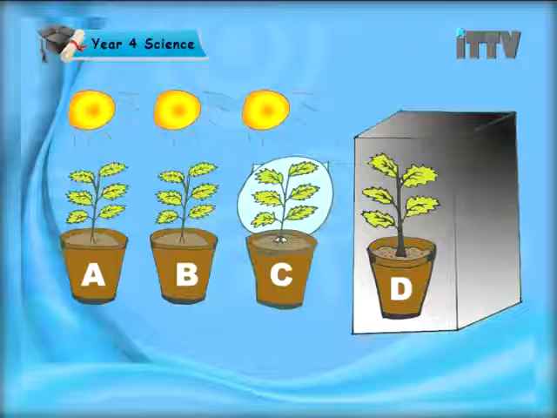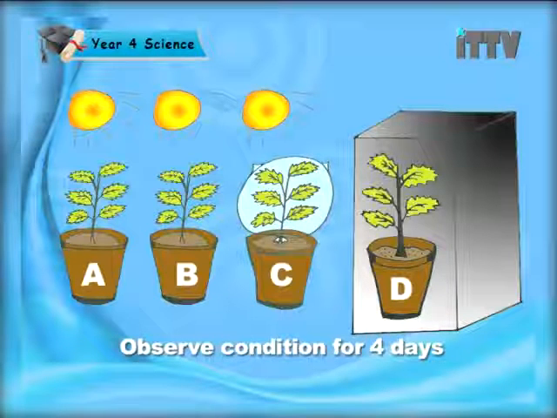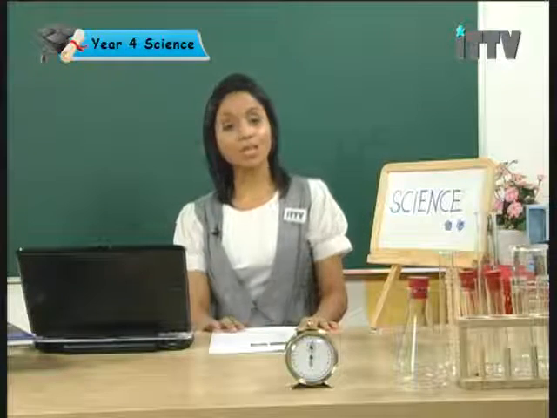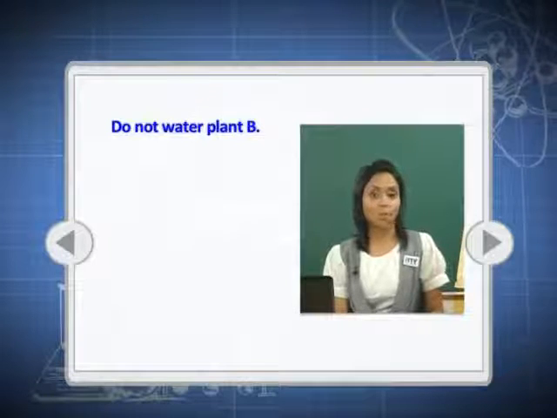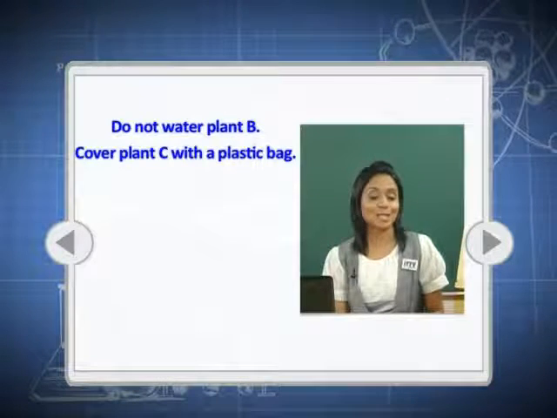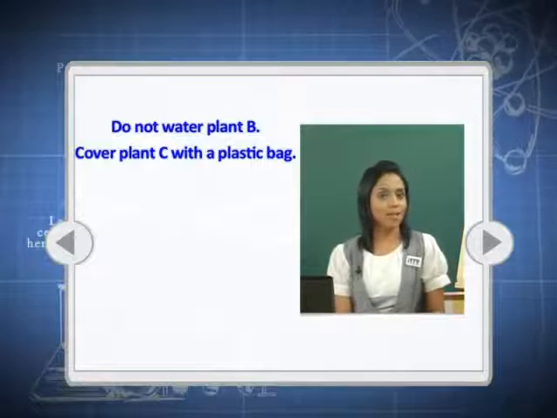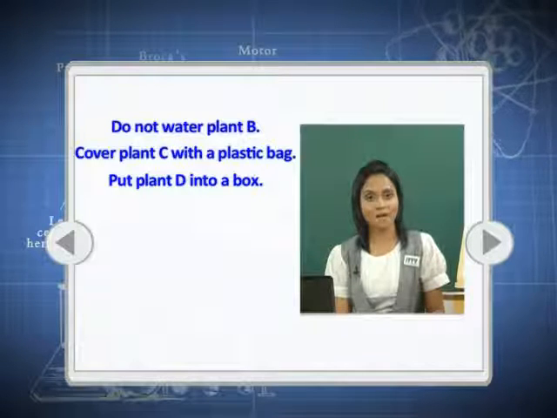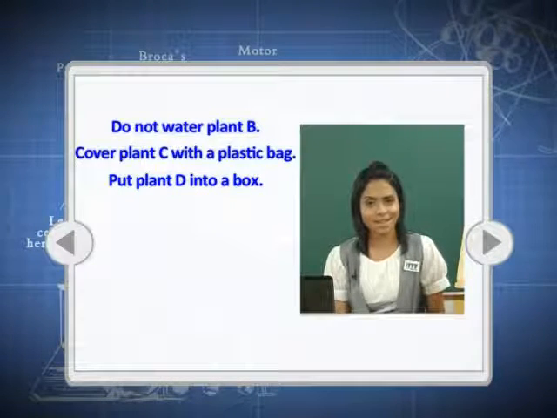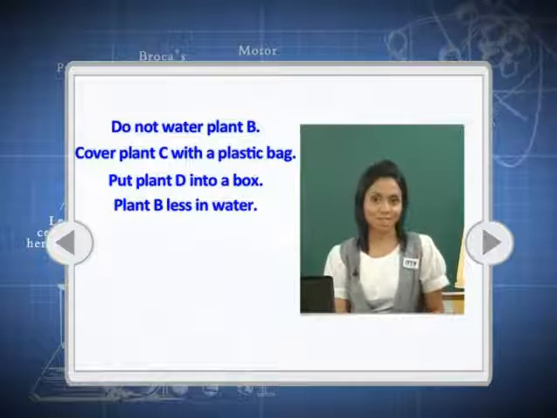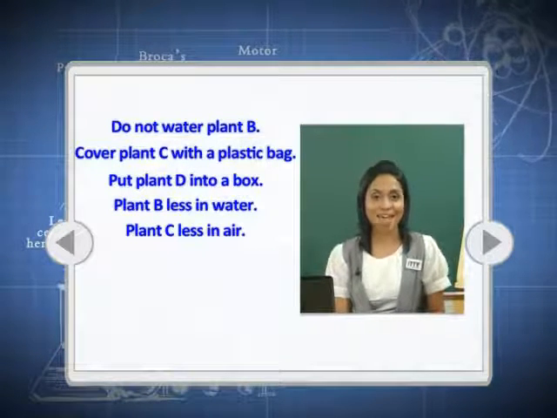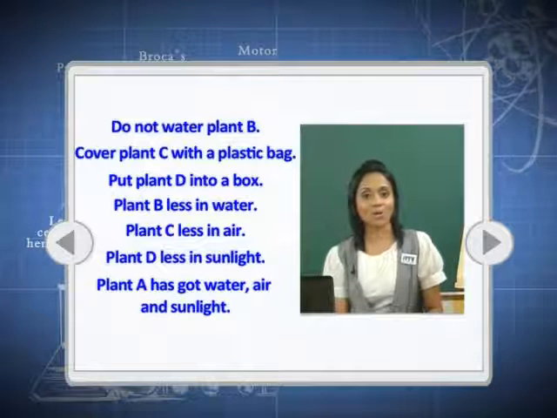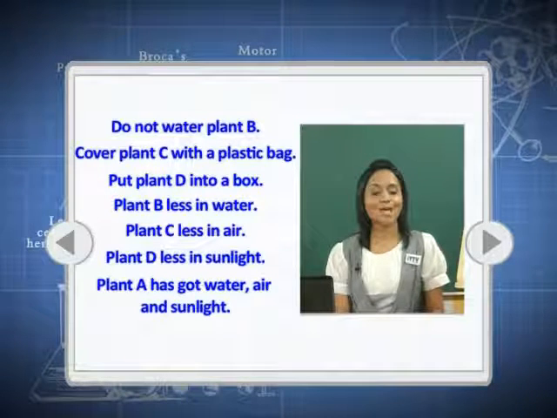What do we do with plants A, B, C and D? We observe their conditions after 4 days. Now remember, what do we do with plant B? We did not water plant B. We covered plant C with a plastic bag, so plant C lacks air. Plant D was put into a box, so plant D lacks sunlight. Plant B lacks water, plant C lacks air, and plant D lacks sunlight. So, plant A has got all water, air and sunlight.